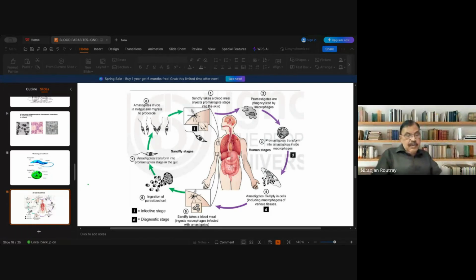Now, this cutaneous leishmaniasis is associated with the cutaneous growth or painful ulceration in different parts of the body, which are exposed to sandfly bites. That means legs, arms, or face, and it reduces the victim's ability to work.